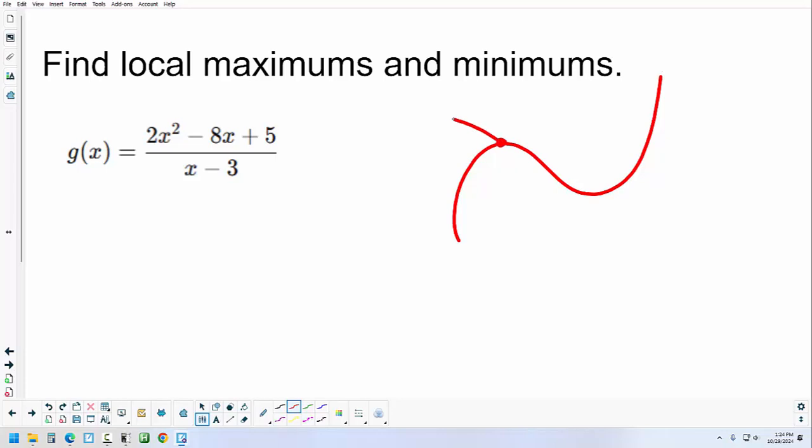This is what we call a local max. This is a local min. A local max is a point that's higher than everything else around it. A local minimum is lower than everything around it.